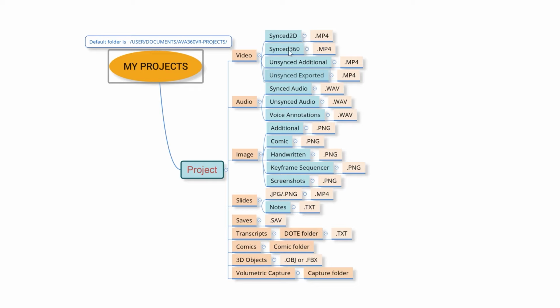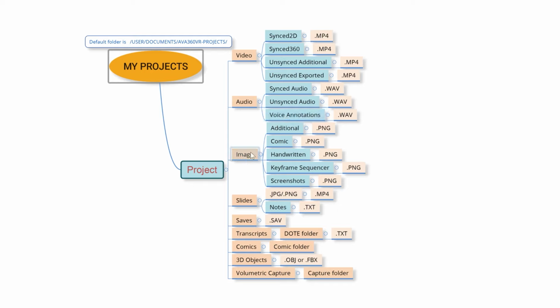When you first create your project, you must choose a master 360, and that will be copied into this synced 360 folder automatically. Then you have audio, and you can have synced audio in the same way as you can have synced video and unsynced audio. Voice annotations are not being used at the moment, so we'll pass over that.